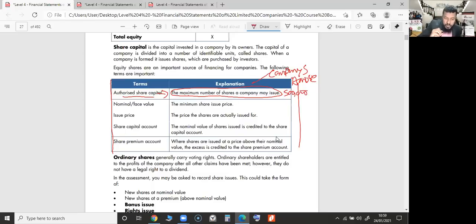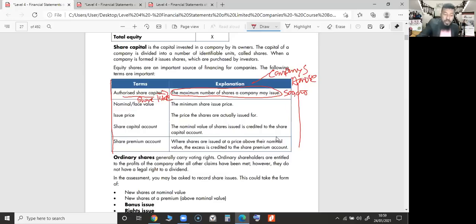After that, there is something called share issue. Although I got authorized 500,000 shares, how much I issued initially depends on my need. I have issued 300,000, 400,000, or maybe all of it, maybe half of it. That is known as issued share, issued share capital.